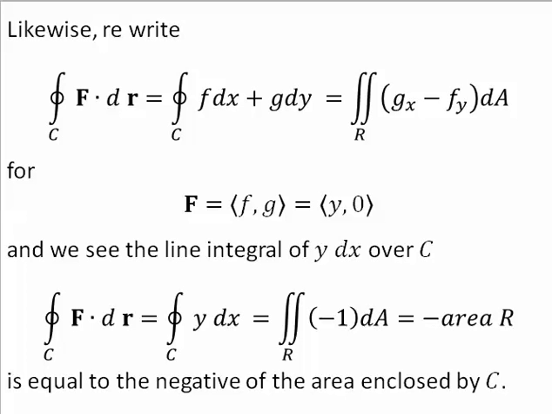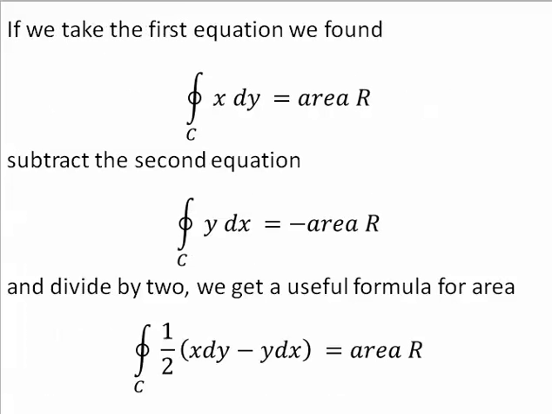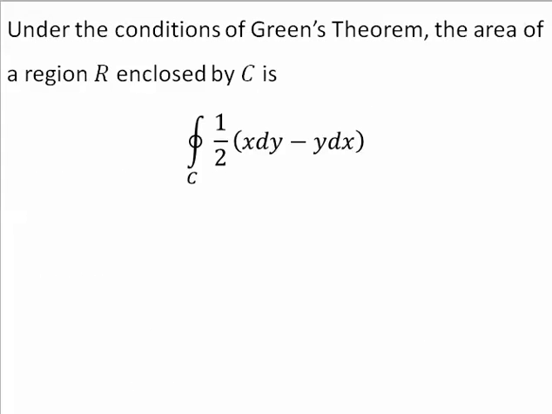Now, we're going to put these two pieces of information together. Take the first equation we found, subtract the second equation, and divide by 2, and we get this useful formula that arises from Green's theorem. Under the conditions of Green's theorem, the area of a region R enclosed by a curve can be found using this formula. Now, we need to see this in action for this to make any sense to you.